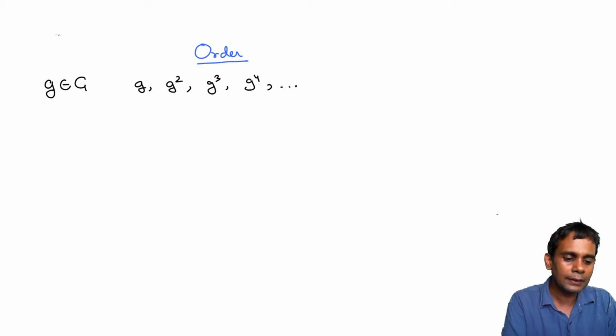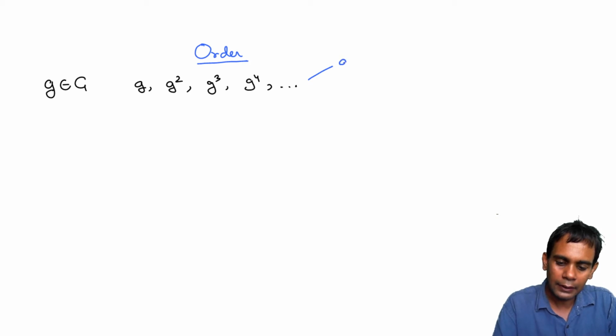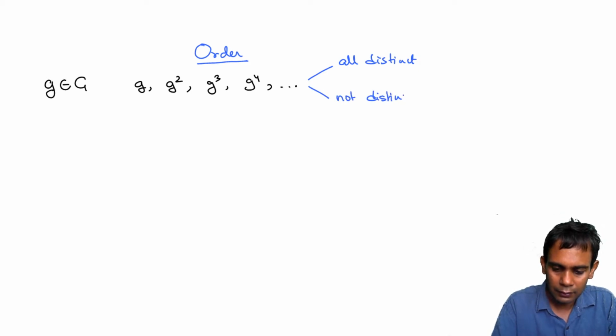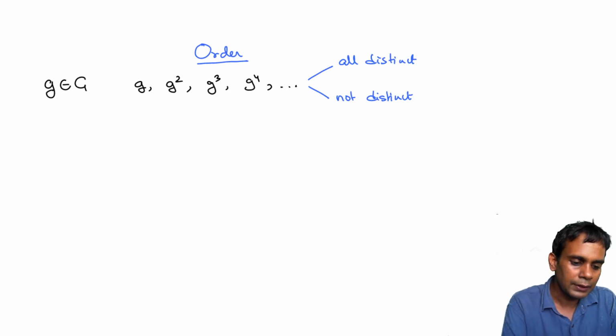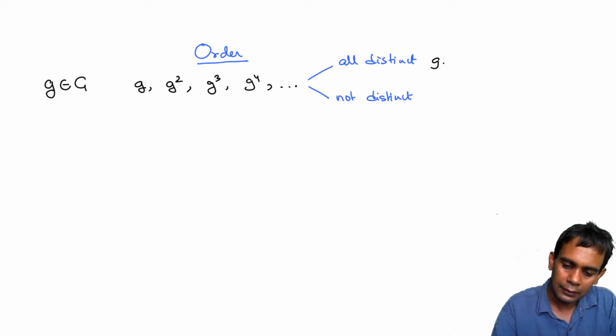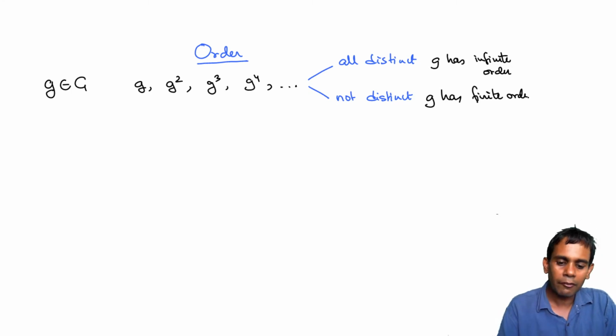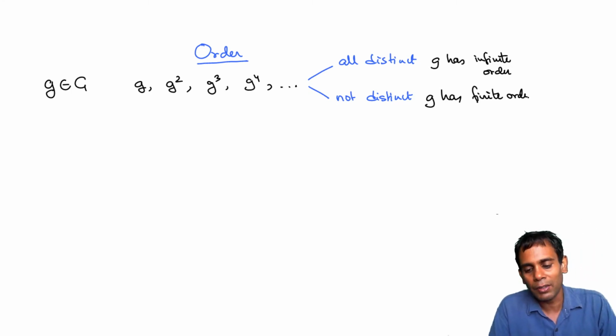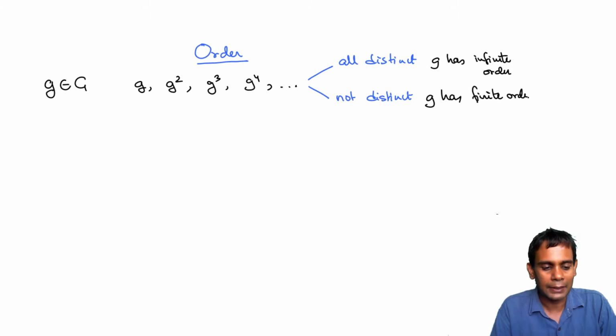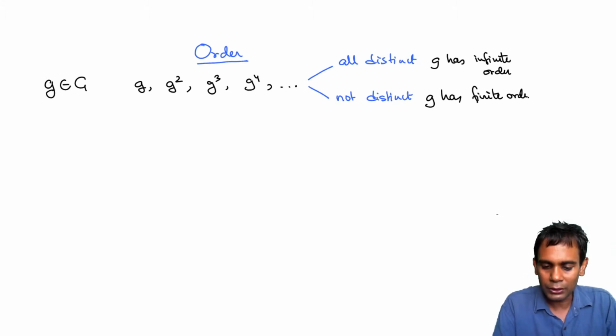And there are two cases. Either these are all distinct or not distinct. In the first case, we say that g has infinite order. In the second case, we say g has finite order. Okay, when we have finite order, we can further specify what the order of an element is. So let's just zoom into that case.